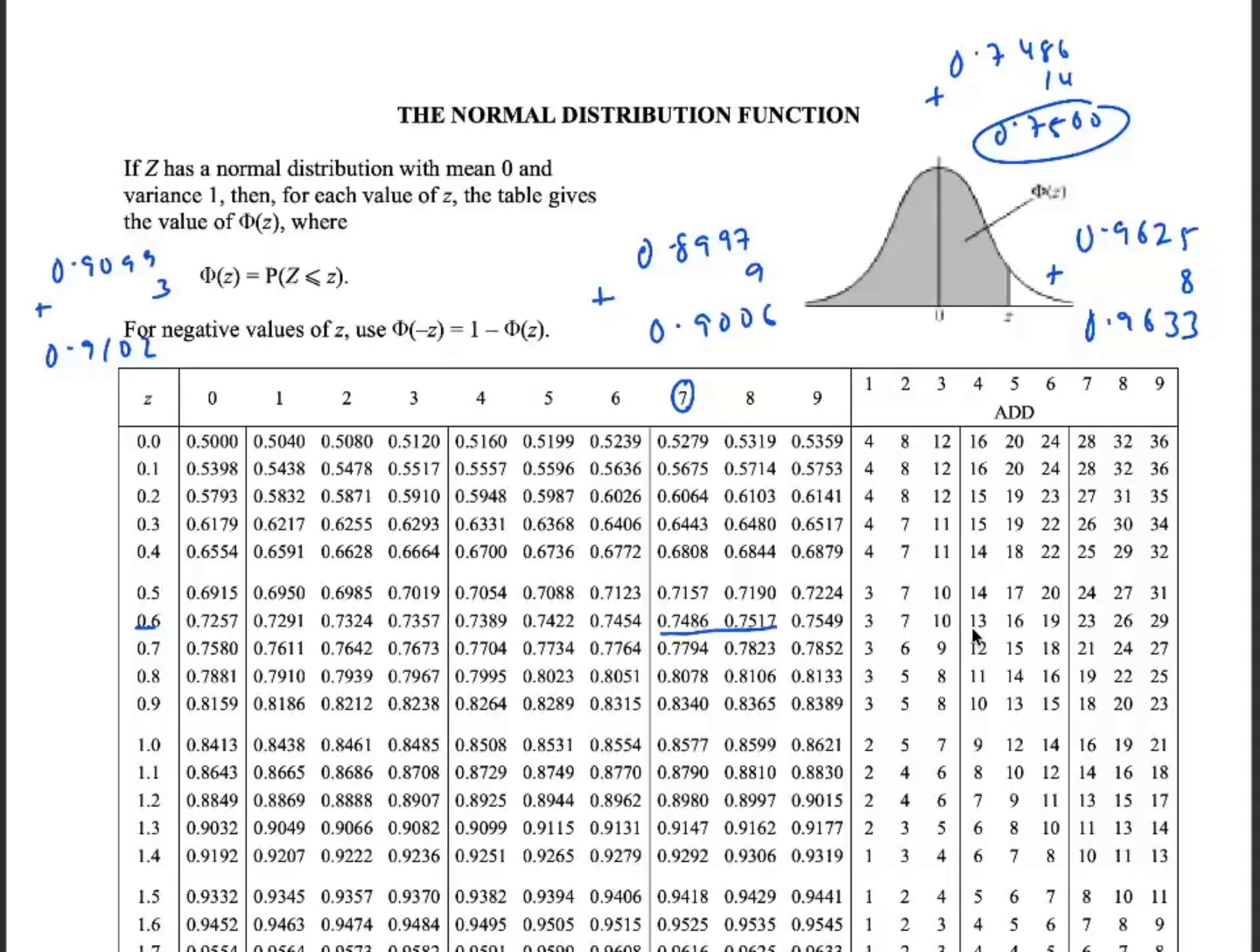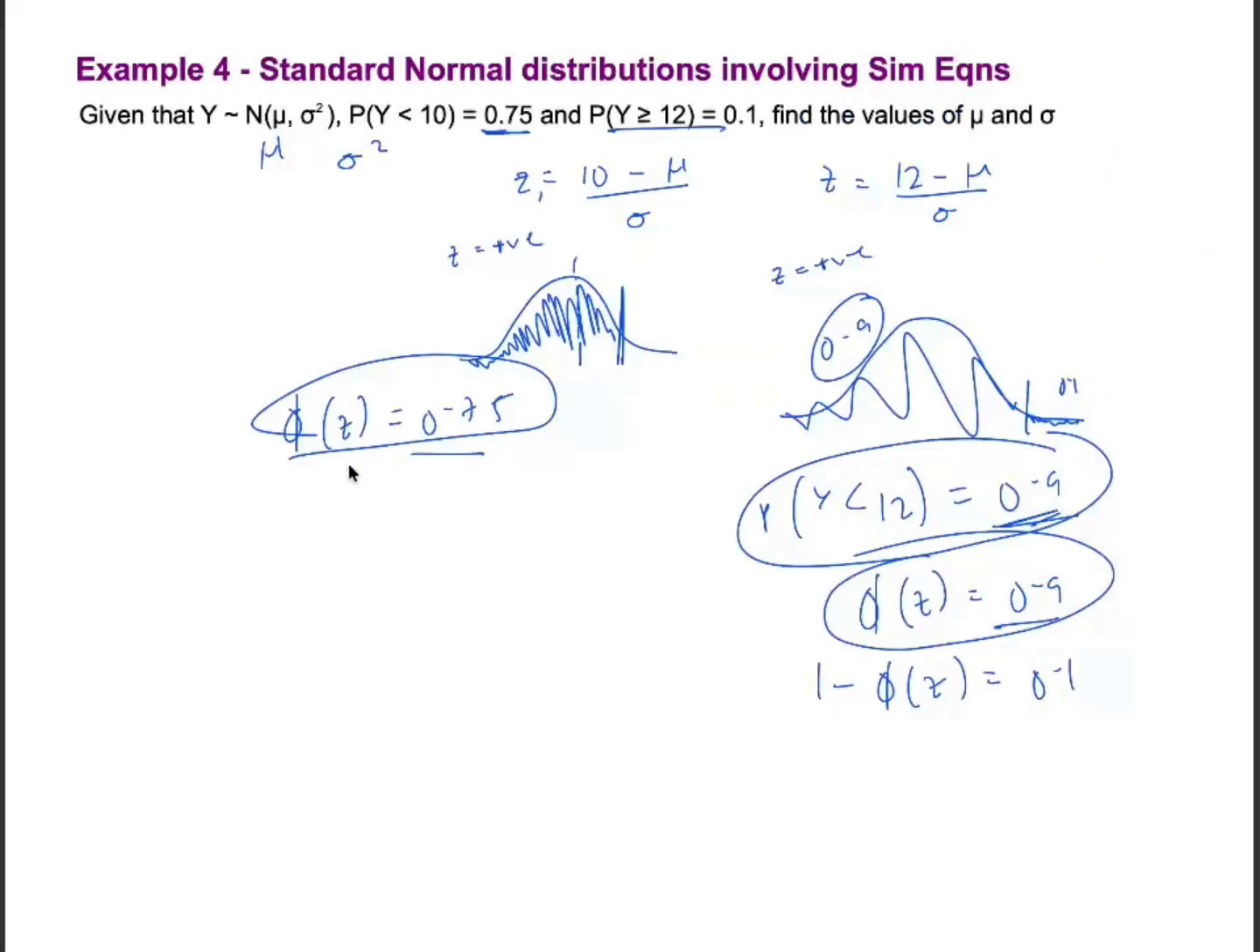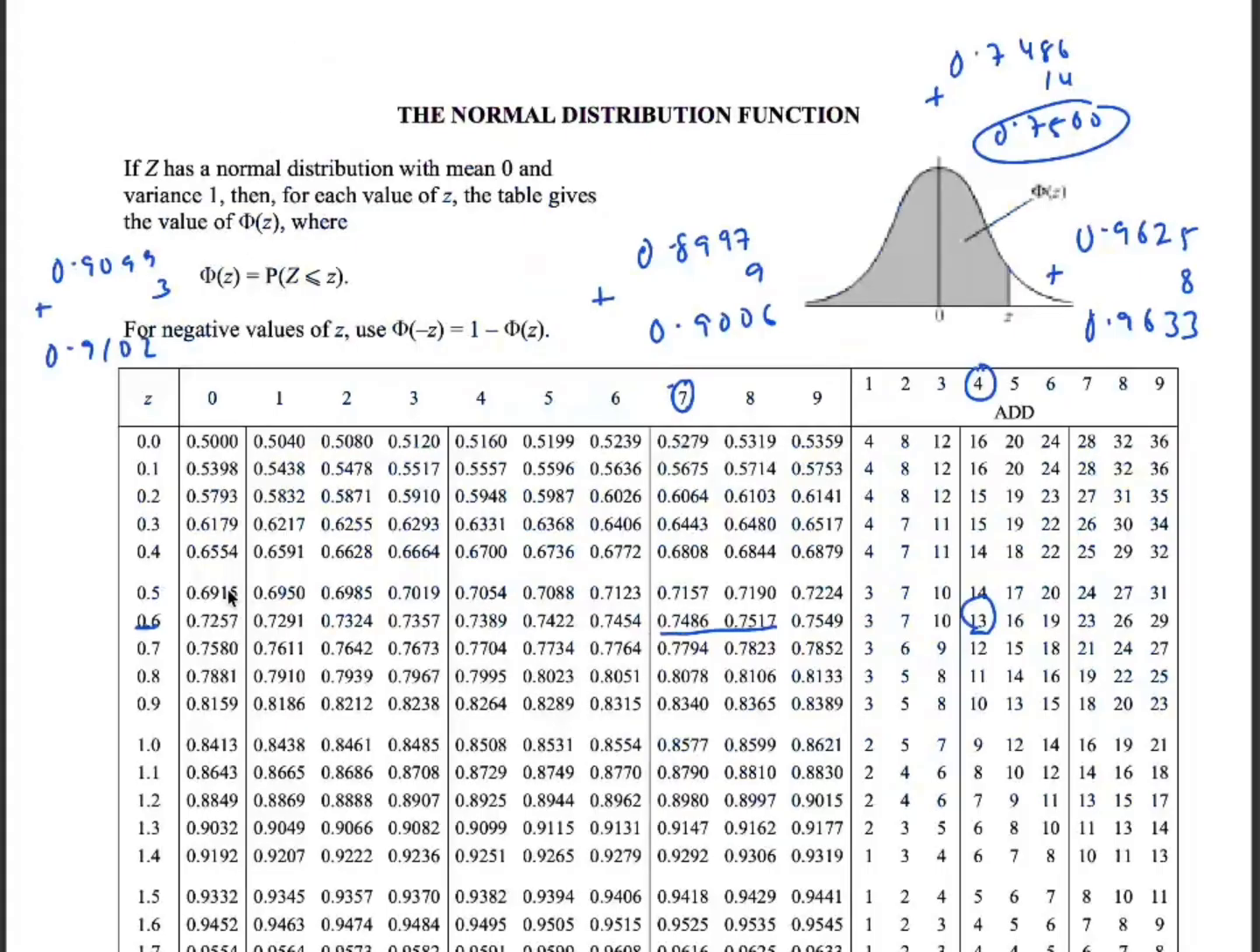And so we add our 13, which will give us our last digit of our z value to be 4. So our z value will be 0.674. So here our z value is 0.674. We then move on to the other one, where we want the probability to be 0.9 for that specific z value. Go back to our table.